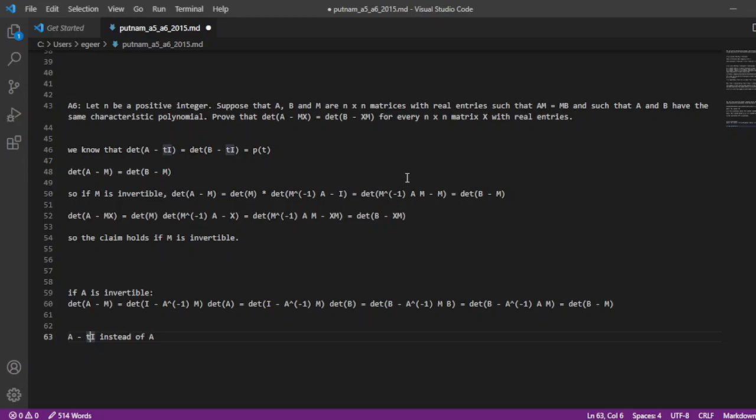This matrix is invertible if the determinant is non-zero as a polynomial, and since it's non-zero somewhere, it's also going to be a non-zero polynomial. So if I work with this, then I get the same result, right? But if you track it, I can do the same argument because I know that these two determinants are equal, so I'll actually get determinant A minus Ti minus M equals determinant B minus Ti minus M.